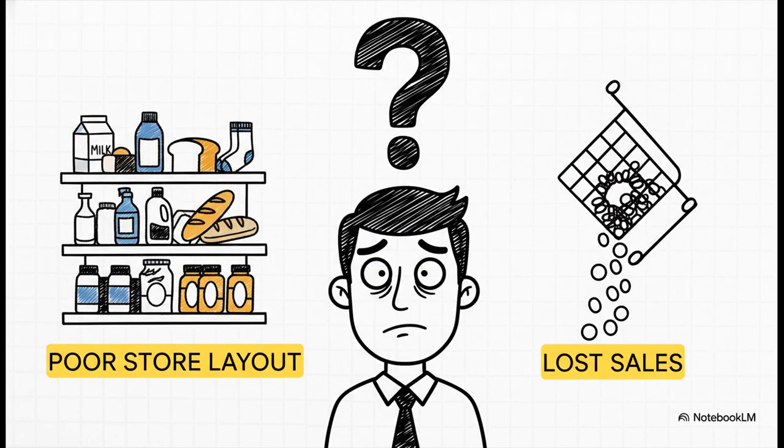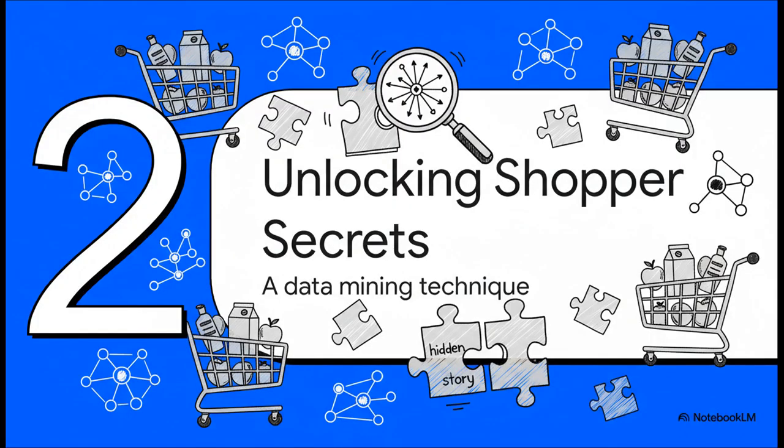And for the retailers, this is a huge deal. If they don't get what customers buy together, they're basically flying blind. That can mean messy store layouts, promotions that just don't work, and at the end of the day, lost sales. It's a real problem that needs a real data-driven solution. So how do you solve a puzzle like this?